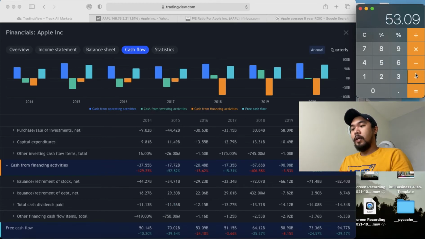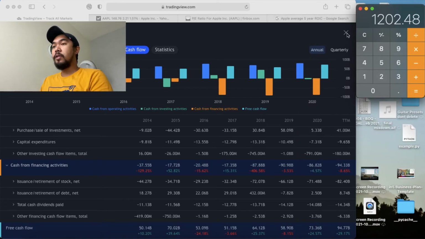53.09, and let's add 51.15, and add another one, 64.12, add 58.90, and add 73.36. Then we divide it by 5 years, and then we multiply it by 20, and then we have it's 1.2 trillion.